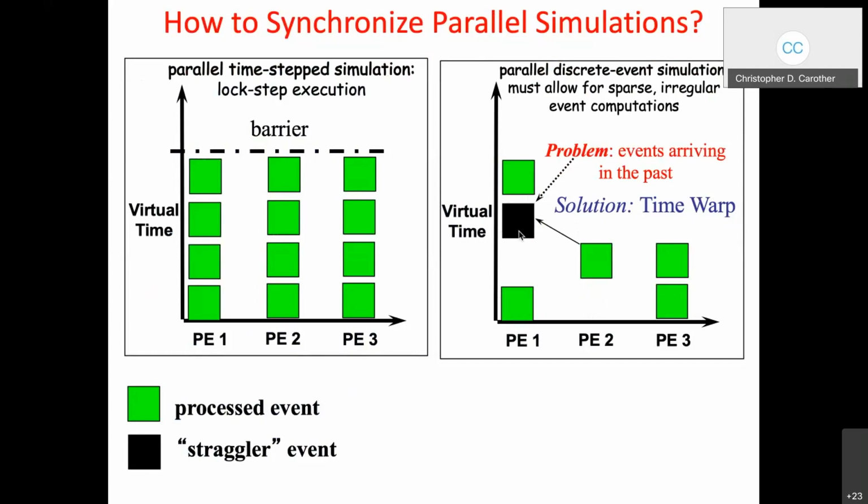And so if we imagine that we just didn't synchronize everything at every time step, but just let things roll free, what would happen? We would immediately incur a problem that we call events arriving in the past, which is a bad thing because our golden rule in discrete event processing is that all events have to be processed in timestamp order. So how do we deal with this problem? The solution that was come up with in 1985 or so was called Time Warp, by David Jefferson.